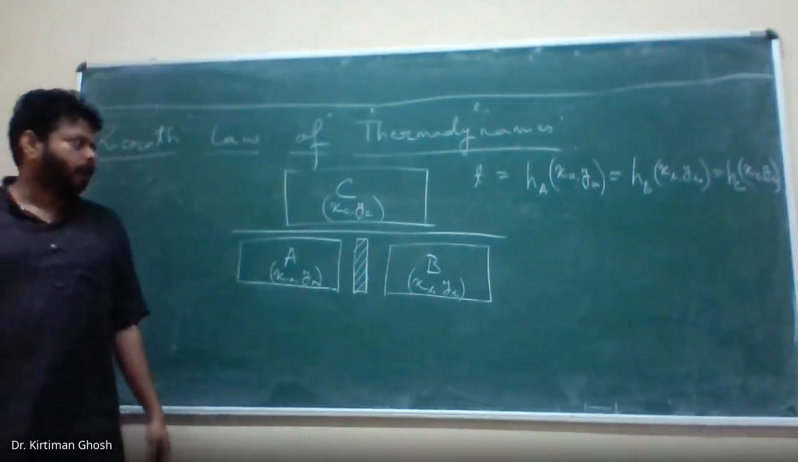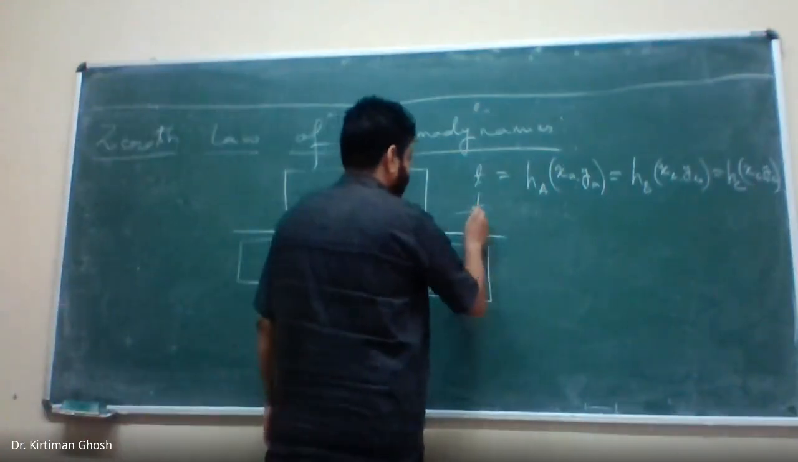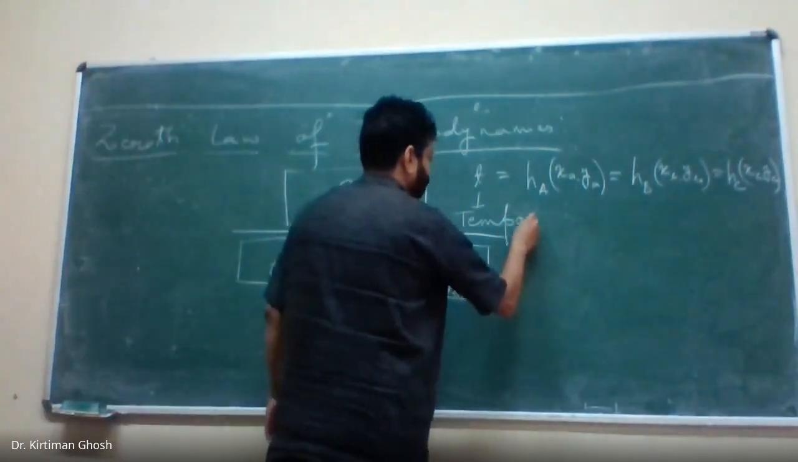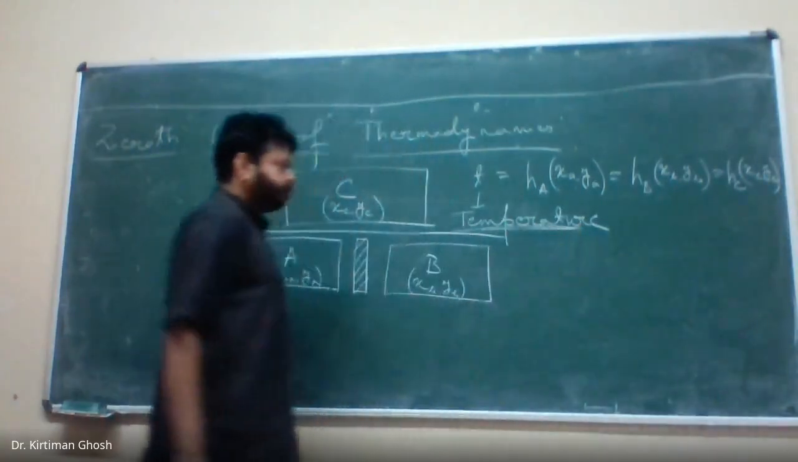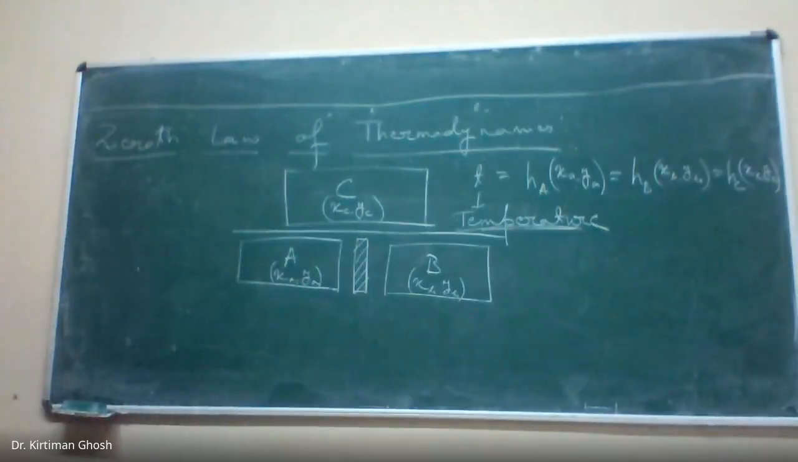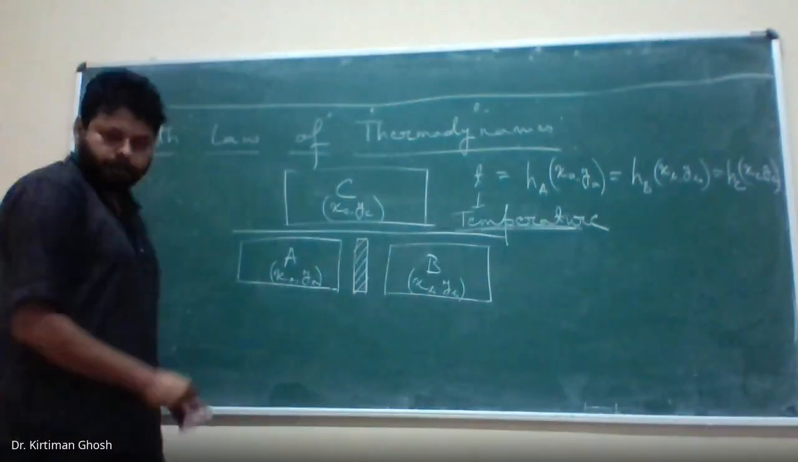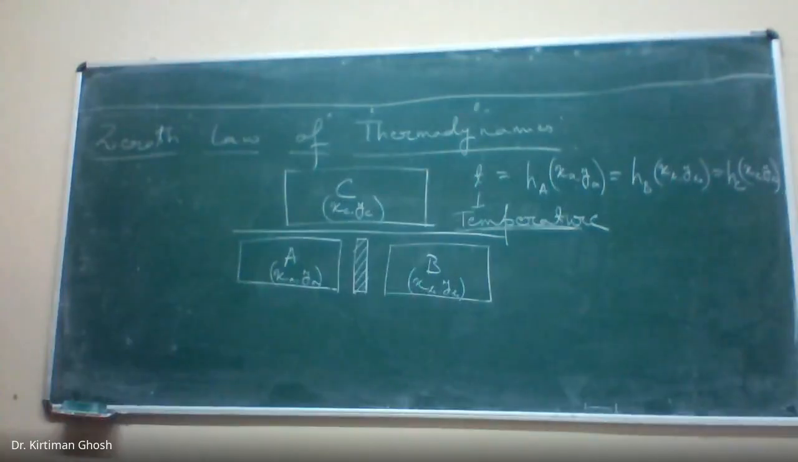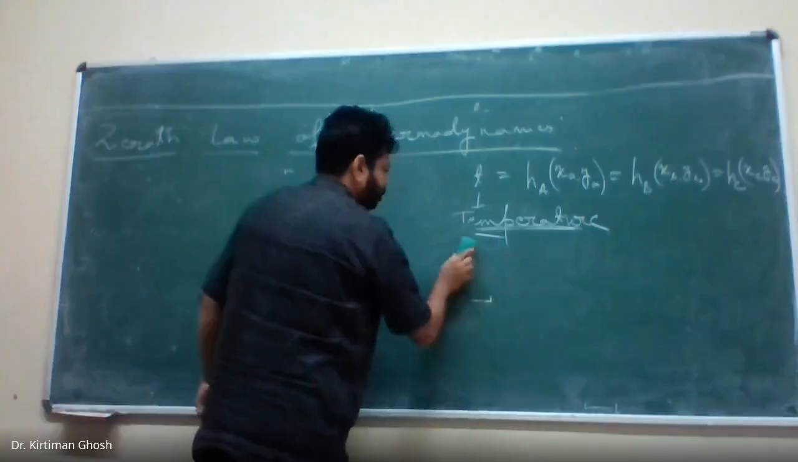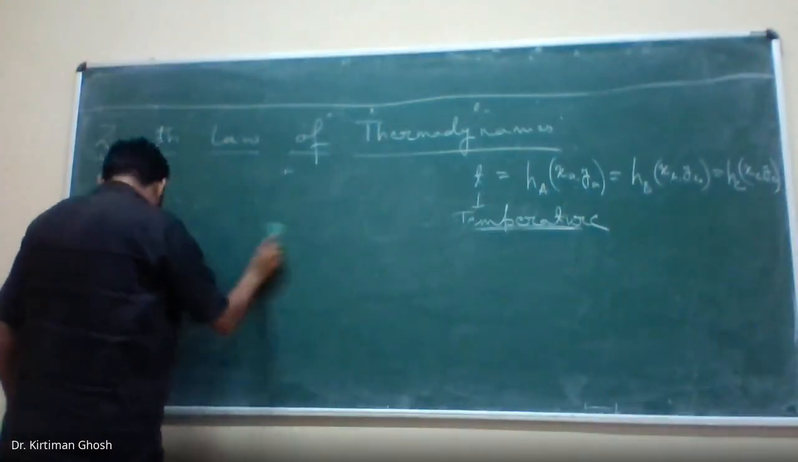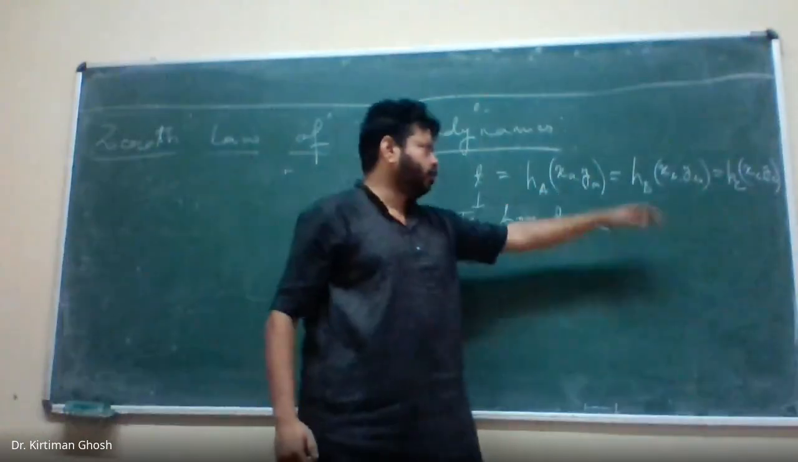So I introduce the concept called temperature, which tells you whether two systems are in thermal equilibrium or not. This is the objective of temperature. The zeroth law of thermodynamics also tells you that. Let us try to understand this equation more closely.